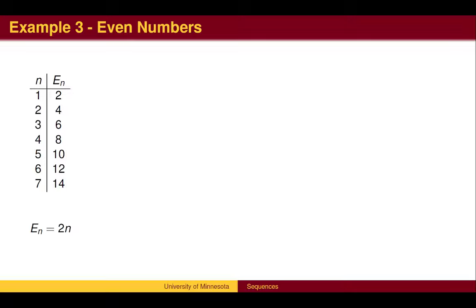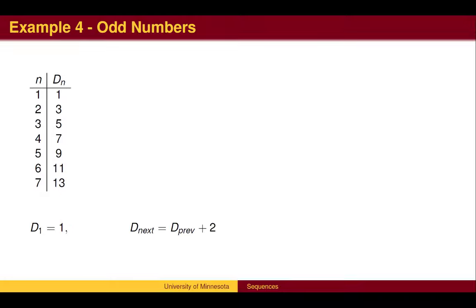Some sequences have easy formulas. For example, here is the sequence of positive even numbers. It is easy to see that the value is twice the term's position. This is one way of defining a sequence, with an explicit formula. A term in the sequence can be found directly by plugging in a value for n. For example, the 20th even number is 40.